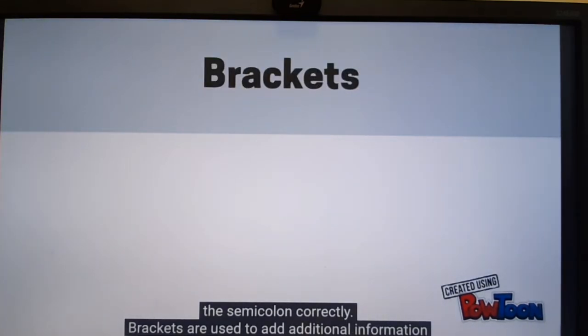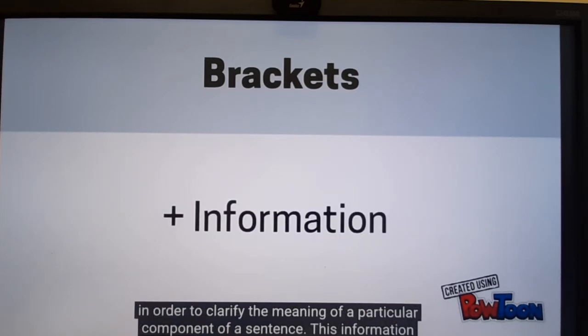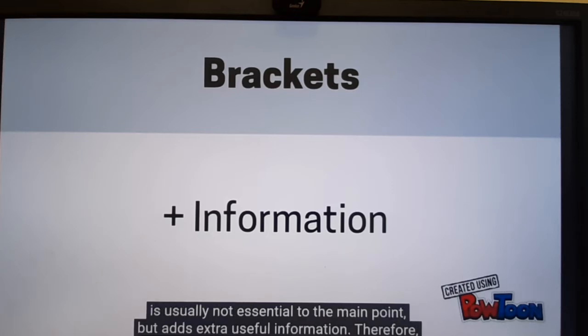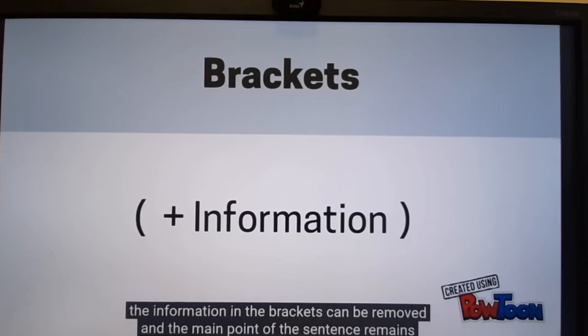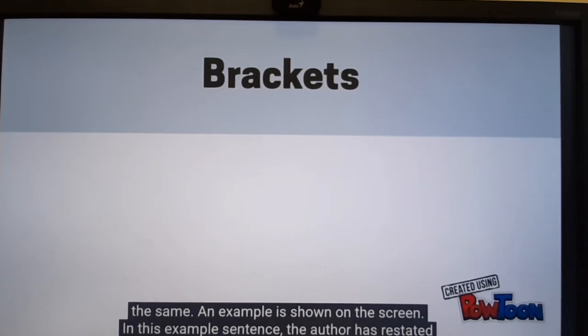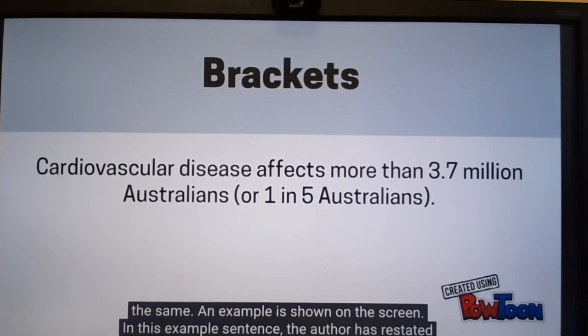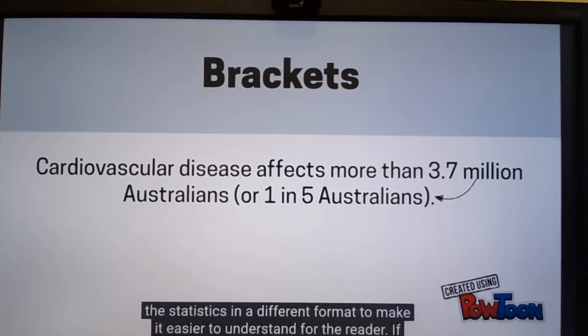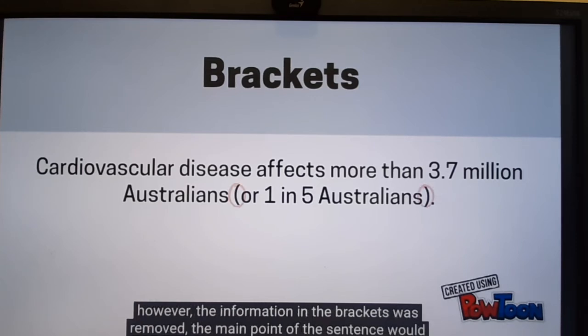Brackets are used to add additional information in order to clarify the meaning of a particular component of a sentence. This information is usually not essential to the main point, but adds extra useful information. Therefore, the information in the brackets can be removed and the main point of the sentence remains the same. An example is shown on the screen. In this example sentence, the author has restated the statistics in a different format to make it easier to understand for the reader. If, however, the information in the brackets was removed, the main point of the sentence would remain the same.